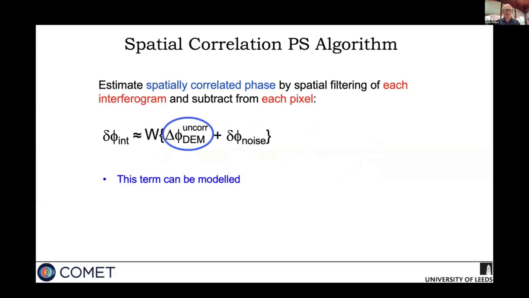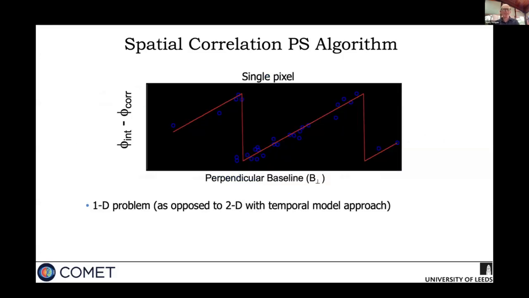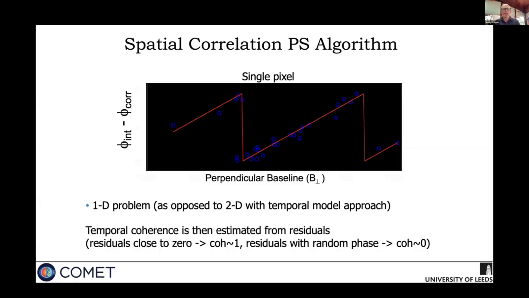and the noise. And again, we can model this uncorrelated DEM error term in the same way that we did before, but now we don't have to worry about modeling the deformation at the same time, so it's easier. So yeah, I showed you this figure before. If you just have to deal with this in 1D, just fitting data to perpendicular baseline, you don't have to worry about deformation at the same time. And then you estimate the noise from what's left. I won't go into how that's done, but essentially you just estimate the mean residual in some way.